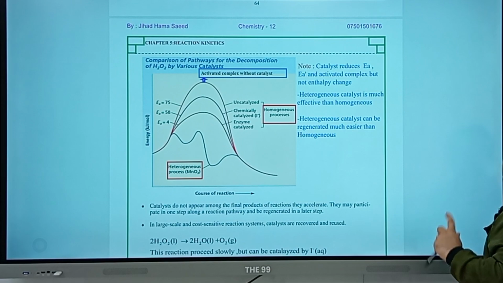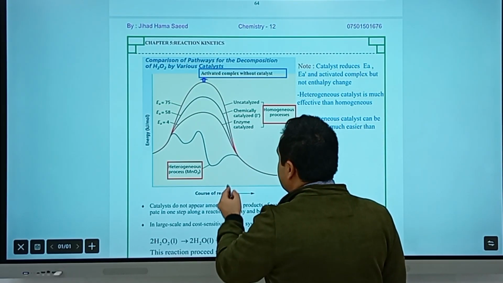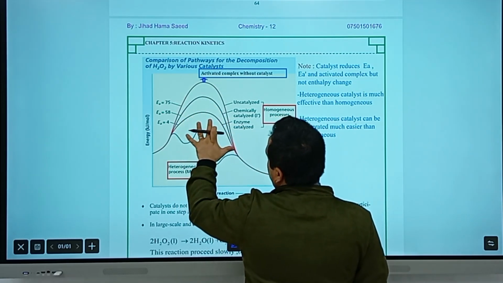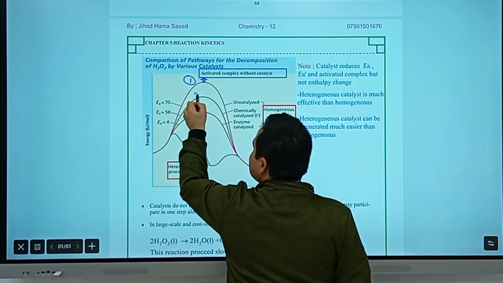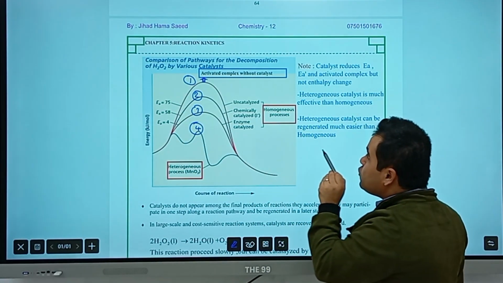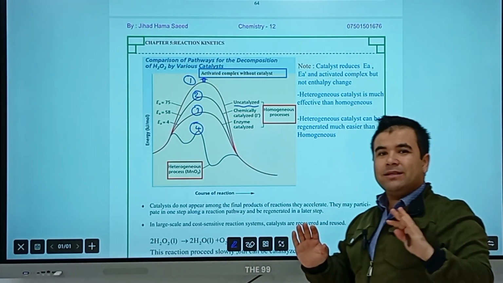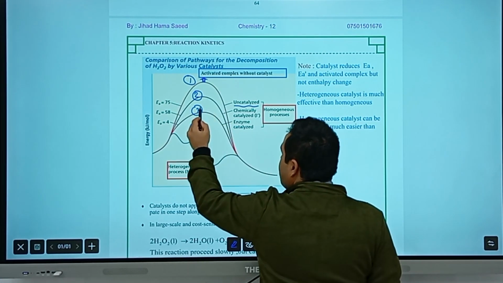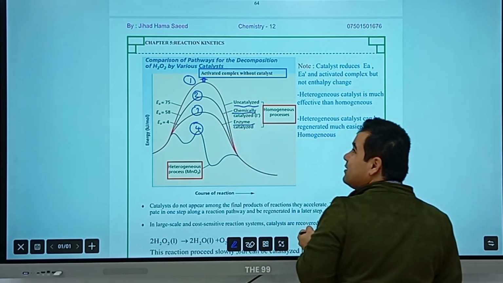Okay guys, graphically we will show the effect of heterogeneous and homogeneous catalysts and what the catalyst increases or decreases. Here on this graph we have four paths of reaction: the first, second, third, and fourth. The first one is uncatalyzed, which means we didn't use a catalyst in the process. For the second and the third, we use a chemical catalyst and an enzyme catalyst.